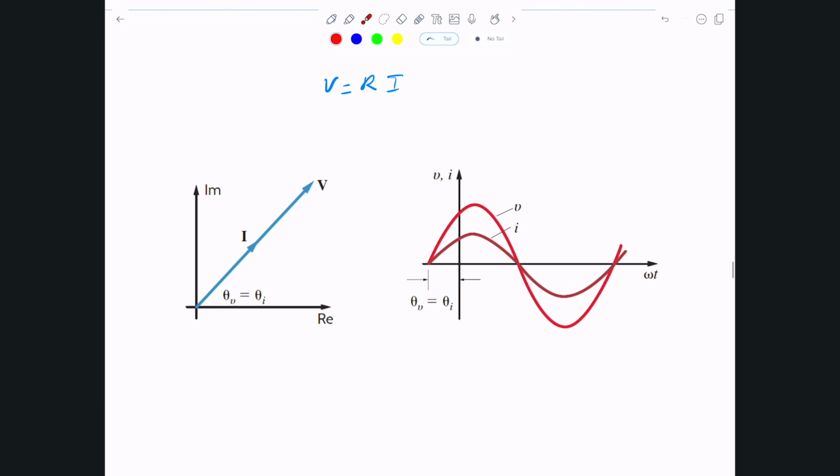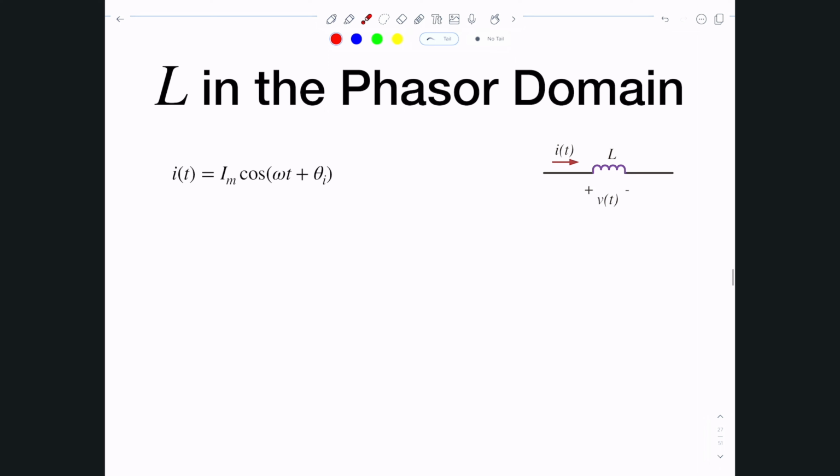All right, so let's move on to a more interesting thing, which is inductors in the phasor domain. I'm going to do the same thing. I'm going to excite it with a current. Here's the inductor. I'll apply a current to it, and I'm going to assume that current is also a sinusoid. I'll do the phasor transform on the current that I'm applying to this inductor, and I can tell you that it's I_m at angle theta_I.